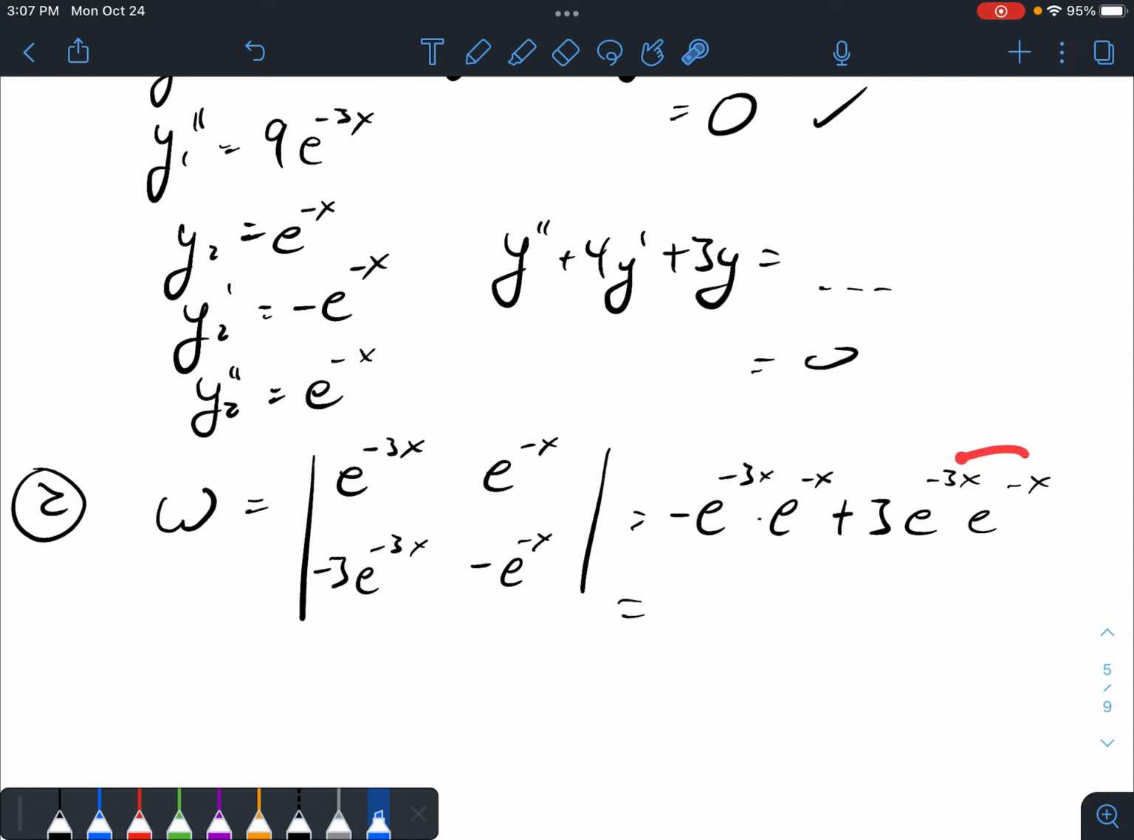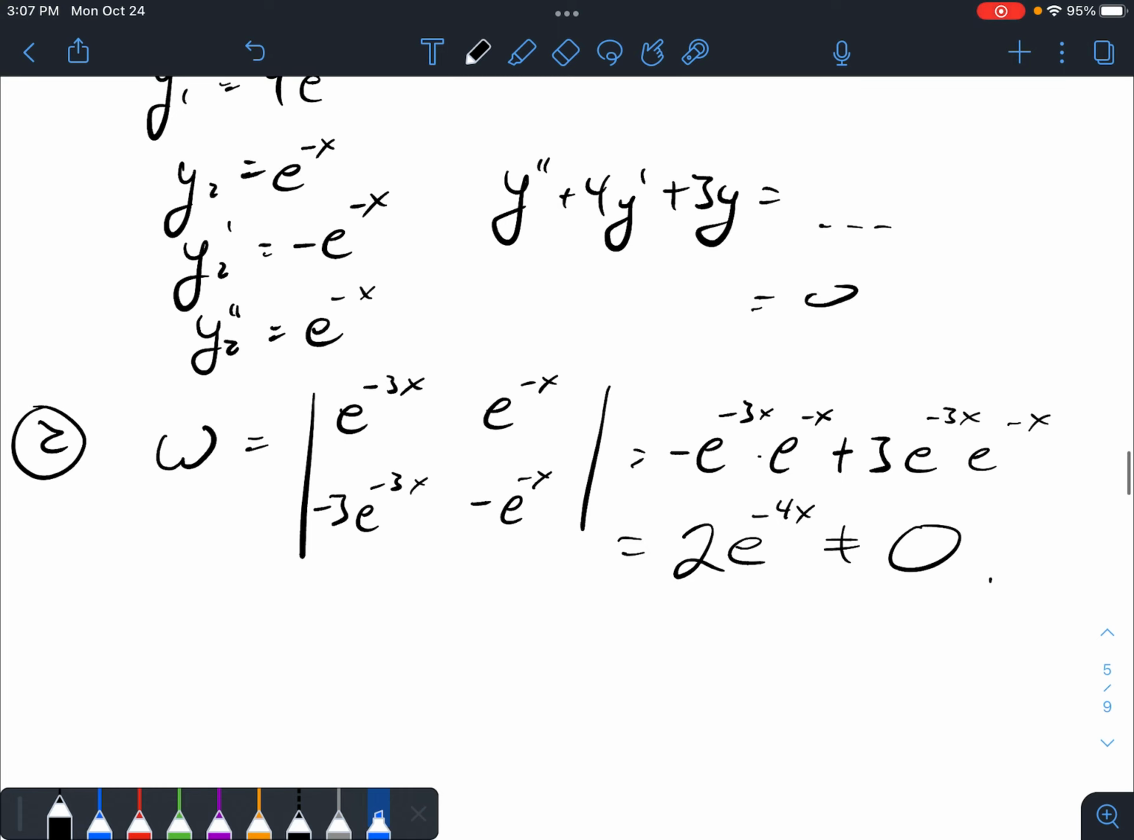So we have -1 of this guy plus 3 of this guy, which is equal to +2 of that guy. And I could simplify that to e to the negative 4x. And because e to the negative 4x is never equal to 0, then we could be done. So don't stop here. It's not good to stop here, because at this point it is not clear algebraically why this is not equal to 0.